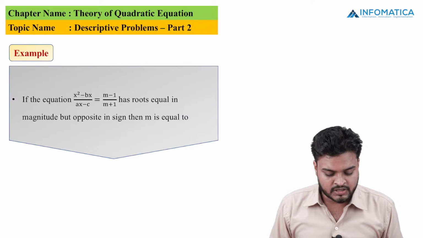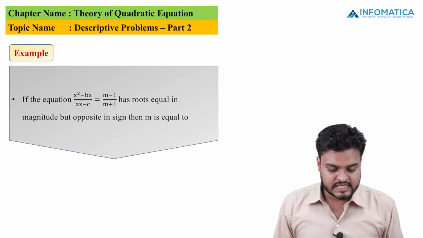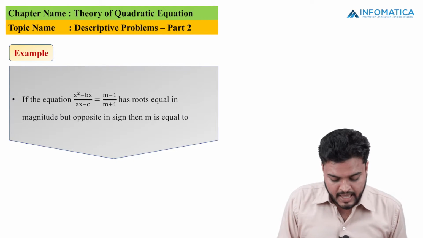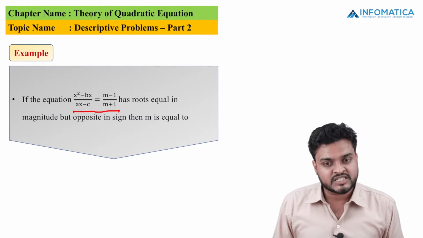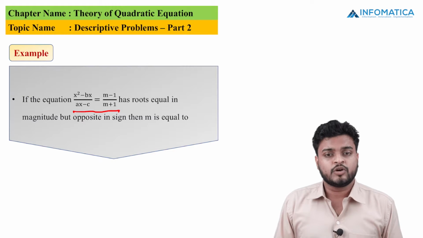So my first problem is: if the equation x square minus bx upon ax minus c is equal to m minus 1 upon m plus 1 has roots equal in magnitude but opposite in sign, then what will be the value of m?